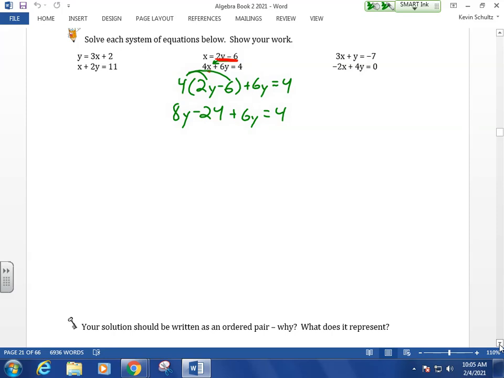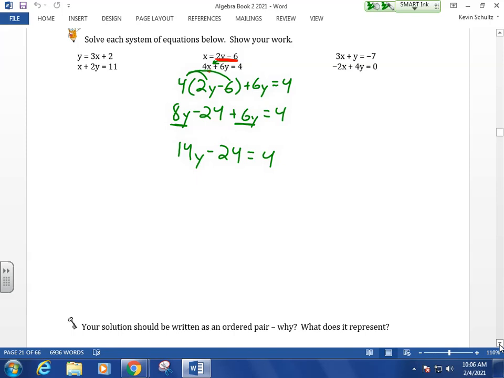Now that the parentheses are gone, I look for like terms. I've got 8y's here, positive 6y's there. Total on that left side, I have 14y's. I don't use opposite operations here. I would not subtract 6 from 8 because I'm only working on one side of the equal sign, right? When we're combining like terms on the same side of the equal sign, we don't use opposite operations. Opposite operations are used when you're moving something to the opposite side of the equal sign, which we're not doing here. We're combining. So 14y minus 24 equals 4.